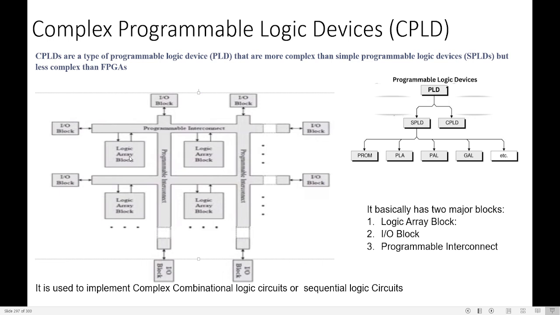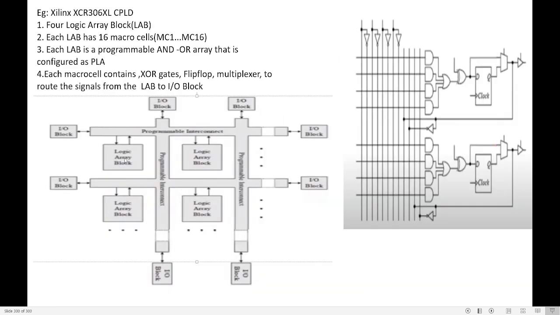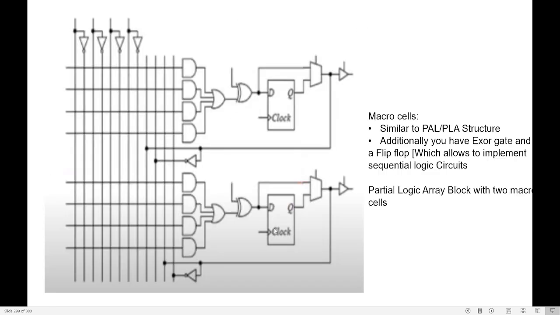So what is it that you write? My first point is logic array block. Logic array block has what? Some set of macro cells. Each macro cell has what? Input buffers, AND gates, OR gate, XOR gate, flip-flop and multiplexer. Additionally, this is used to design what? Both combinational circuit as well as sequential circuit.